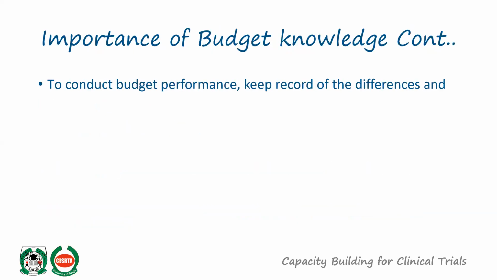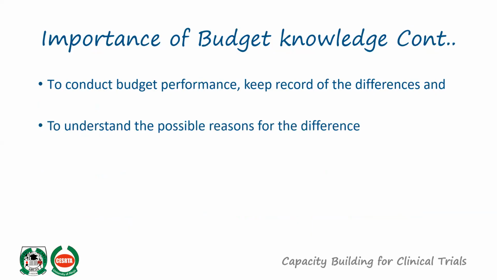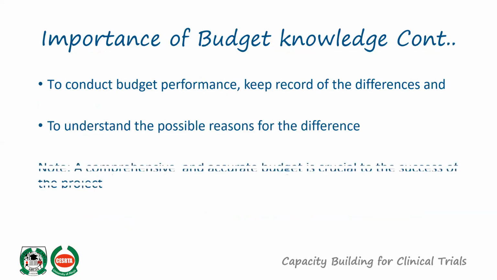And to conduct budget performance, you need to understand the budget so as to know the budget performance and keep a record of the differences, because there's every tendency that there will be differences, maybe a loss or a gain. We need to understand where it's coming from. And note that a comprehensive and accurate budget is crucial to the success of the project. At least to a good extent, it must be accurate.